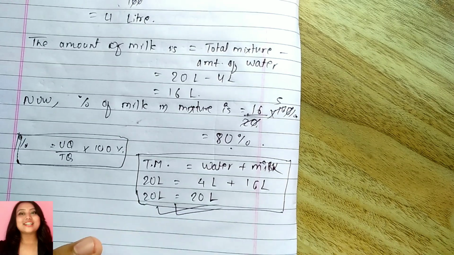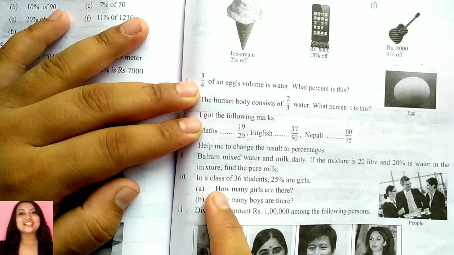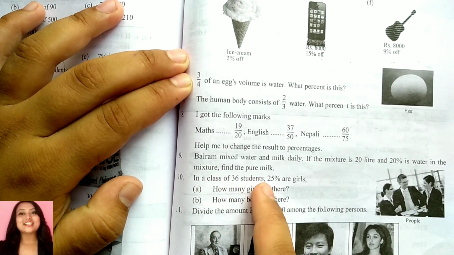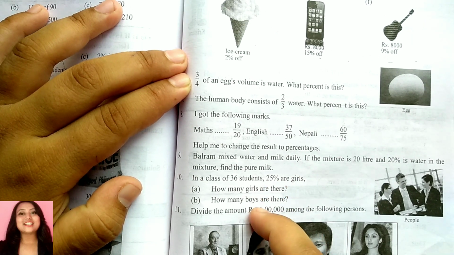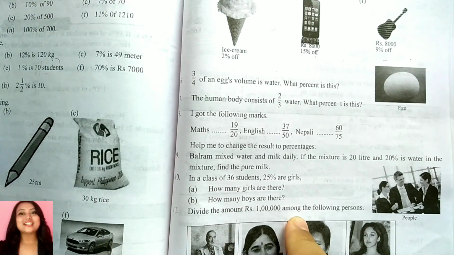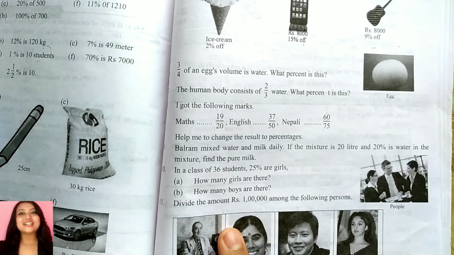Okay. So here in question number 10 also, it's very similar to question number 9. 36 students are there and 25 are the girls. That means 25%, 25 upon 100 into 36 is the total number of girls. So you can find out the total number of boys. Like that you can find out the number of boys.